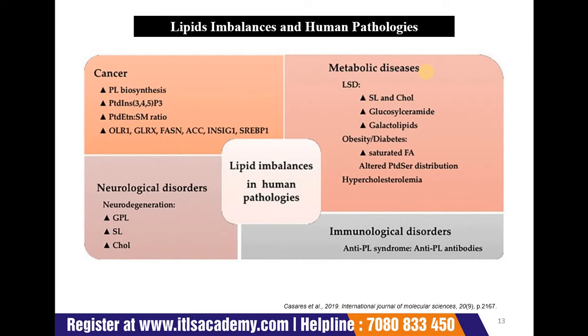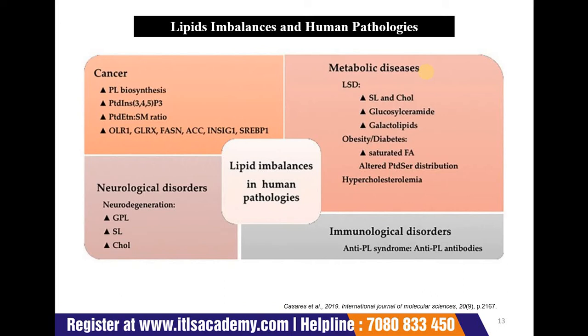Now there are also a lot of metabolic diseases, for example lysosomal storage disorders, which are lipid storage disorders. If there's a defect in the sphingomyelin, cholesterol and galactolipids, a metabolic disease happens. It leads to obesity and diabetes, which are associated with saturated fatty acids. If you have an intake of saturated fatty acid, for example palmitic acid, it has been shown to induce endoplasmic reticulum stress and ultimately lead to cell death.